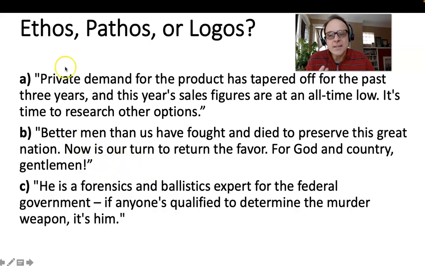So B, is it ethos? Are they using their reputation? Pathos, using emotion, or logos, using logic? And finally, the last letter C, he's a forensics and ballistics expert for the federal government. If anyone's qualified to determine the murder weapon, it's him. So again, we've got three here. If you want to pause the video, and I'll tell you, I think there's one of each. Decide if you think these are examples of ethos, pathos, or logos.